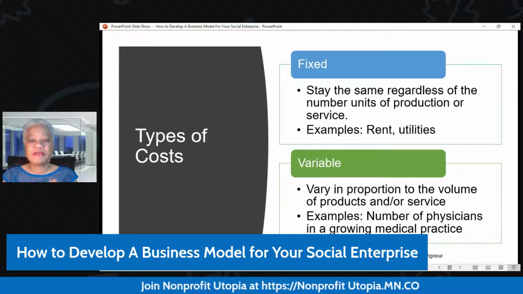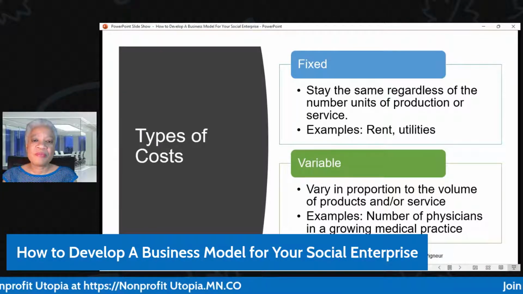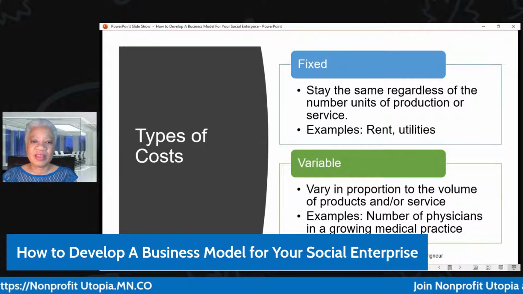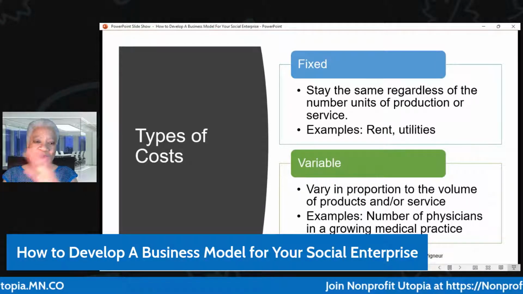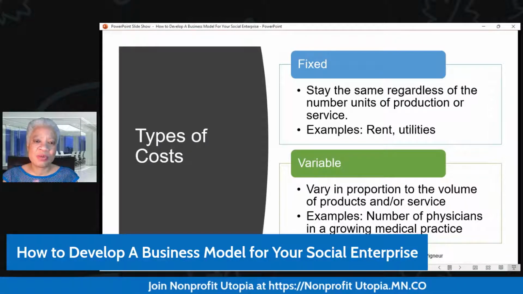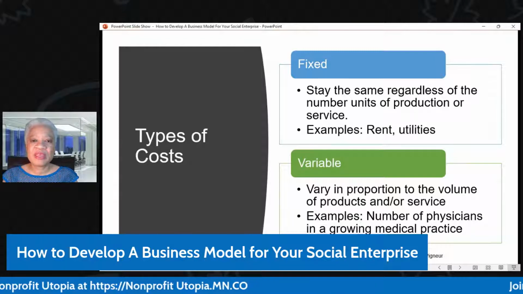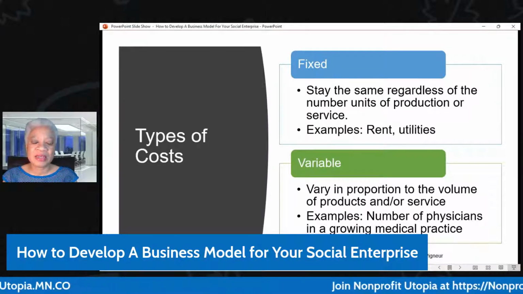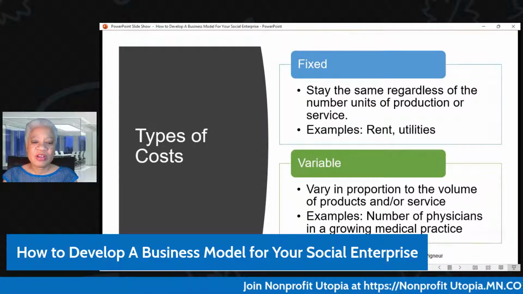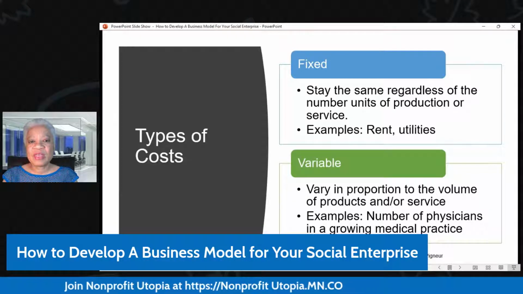When we look at the types of costs, we've got the fixed costs and we've got the variable costs. Your fixed costs are going to remain the same regardless of how many people you're serving. That is, unless you grow out of your building, you're bursting at the seams. That's one example where a fixed cost can vary. But generally speaking, your fixed costs are going to be things like rent and utilities, property taxes. Your variable costs are those costs that vary based on the sales that you have.